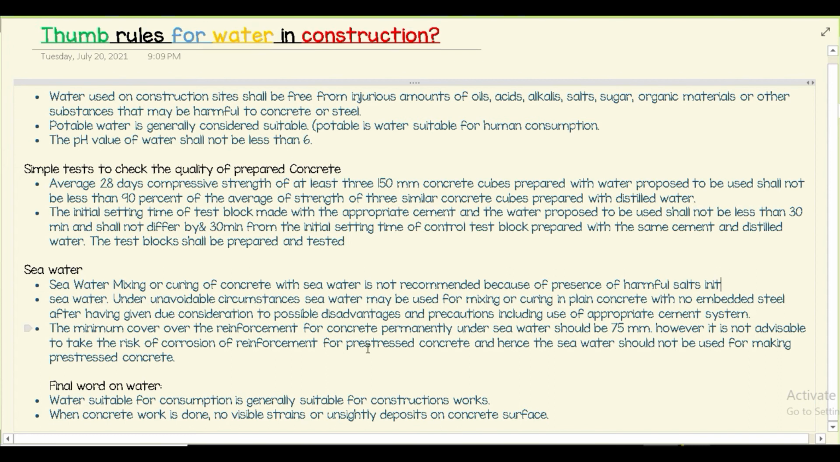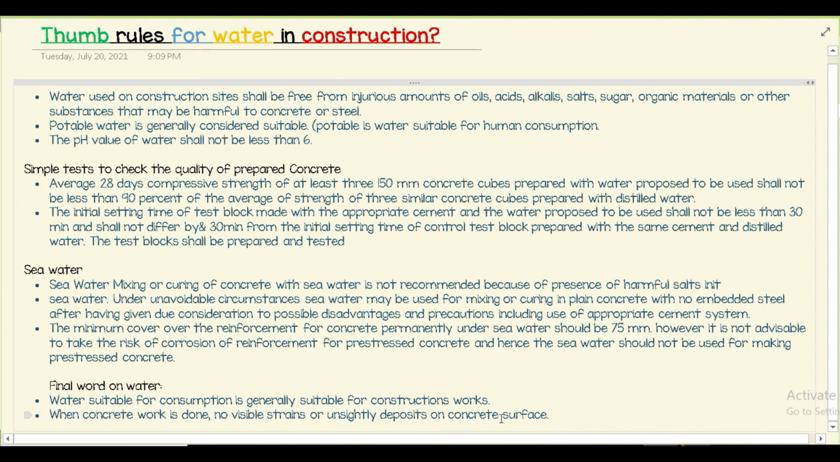And finally, we have the final word on water on construction sites. So water suitable for consumption is generally suitable for construction works. And when concrete work is done, there should be no visible stains or unsightly deposits on the concrete surface. So the last point means that a simple way to check water is that when you're done with concrete work, make sure it has no visible stains on it. All right. These stains are usually white in color.